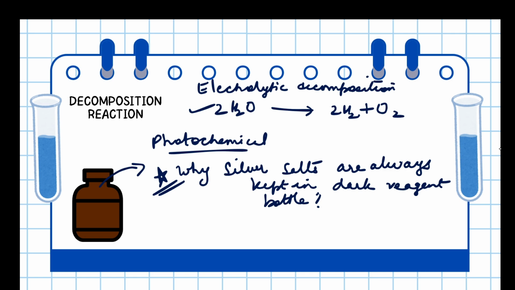So in this video, we have understood the decomposition reaction. Mainly 3 types of decomposition reaction we have seen. That is thermal decomposition, then thermal dissociation reaction, electrolytic decomposition, that is decomposition reaction brought about by the passage of electric current, and lastly we saw the photochemical decomposition, where the decomposition reaction takes place in the presence of sunlight. And the question which is generally asked over here, that why silver salts are kept in dark reagent bottles? So that they do not undergo decomposition in the presence of sunlight.